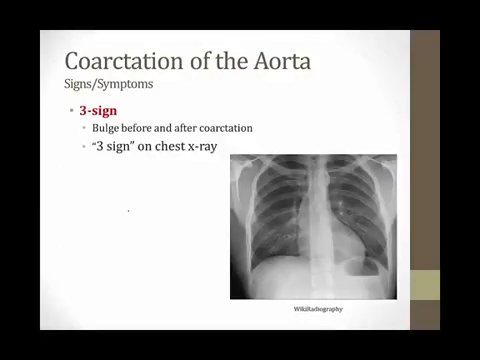Another classic chest x-ray finding is called the 3 sign. This is a bulge before and after the coarctation that looks like the number 3. If you look at this x-ray on the screen here, you can see the number 3 right here. That is the 3 sign.